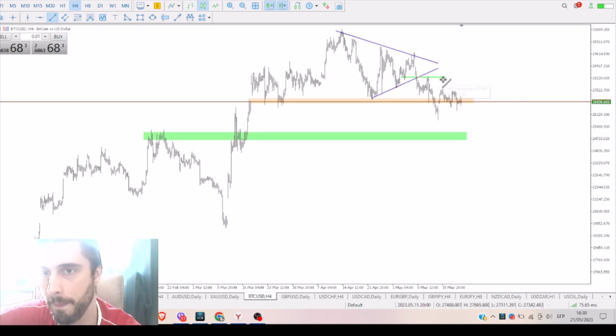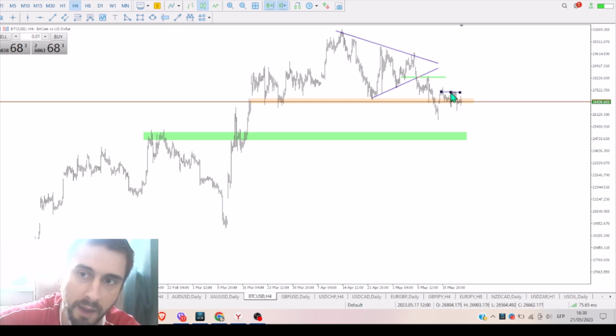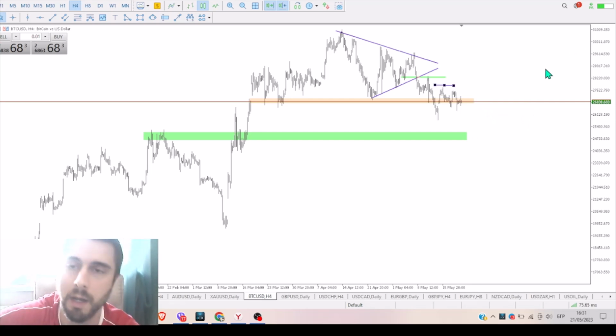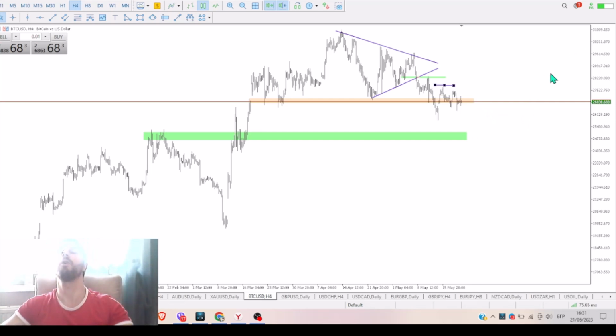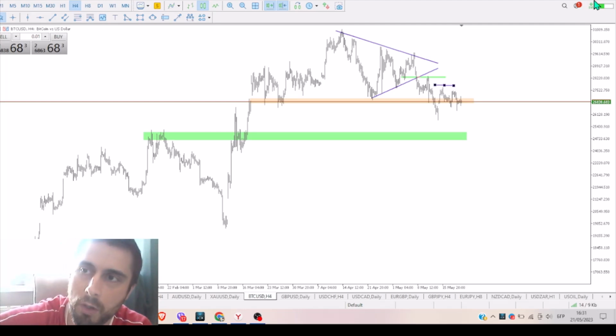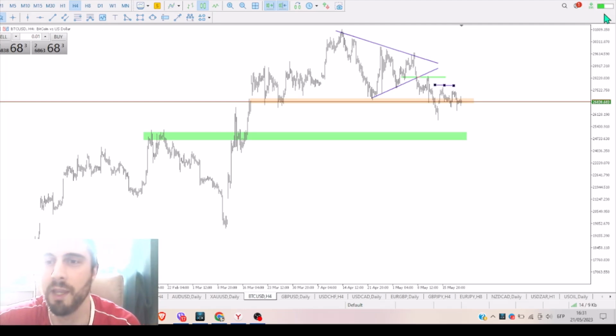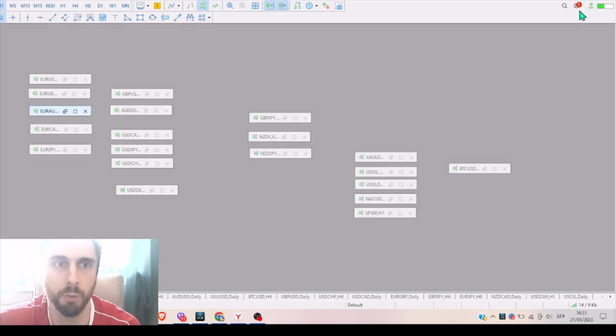I entered somewhere here, took a profit here, and this week I entered a new trade here from this high with a stop loss somewhere here. So we are still trending. I don't even know what the current price on the chart is, because my broker doesn't work with Bitcoin on weekends. But anyway, this is just a small trade. Let's see what happens next week.